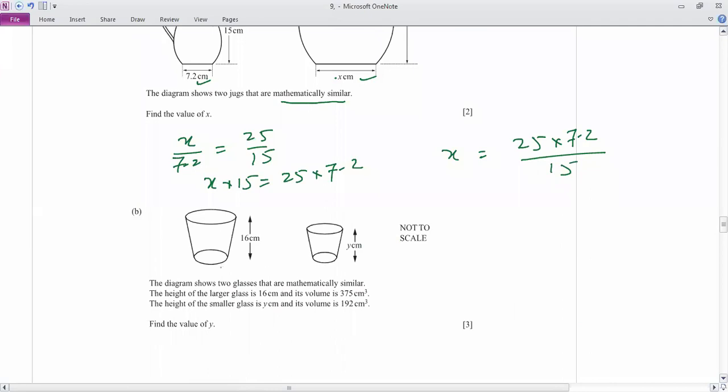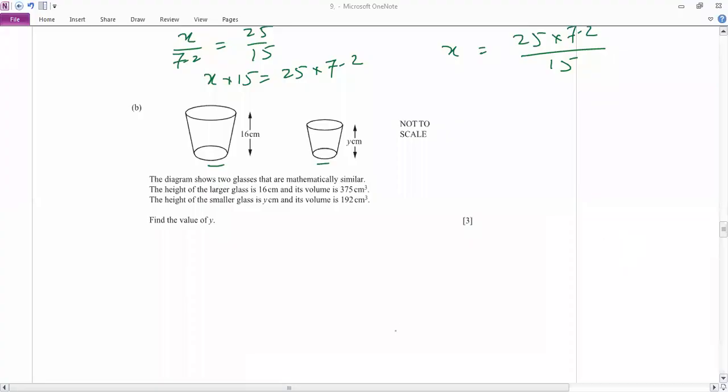Again, these are also two mathematically similar shapes. The diagram shows two mathematically similar shapes. The larger glass is 16 and the volume. No, this is a combination of the volume. Can you do this question? We did this just last time. Do it and let me know.